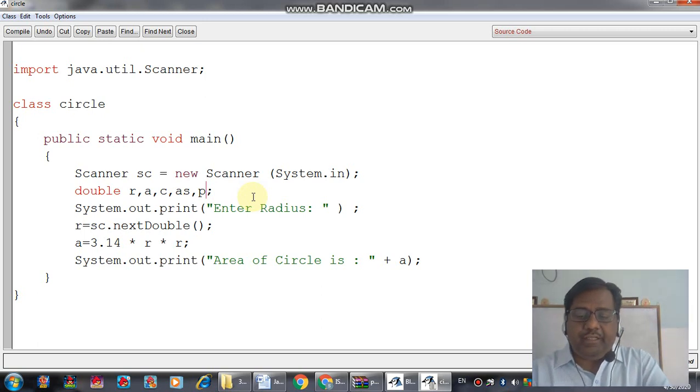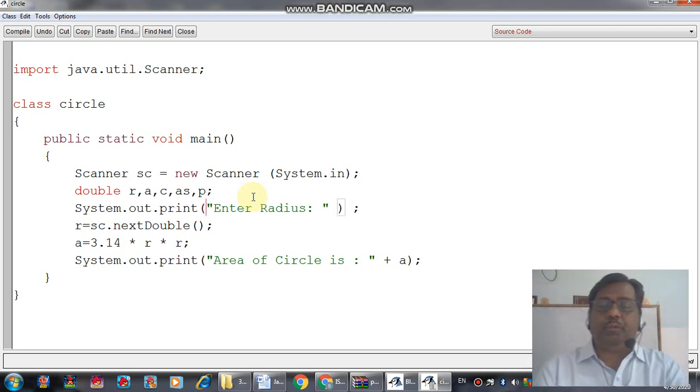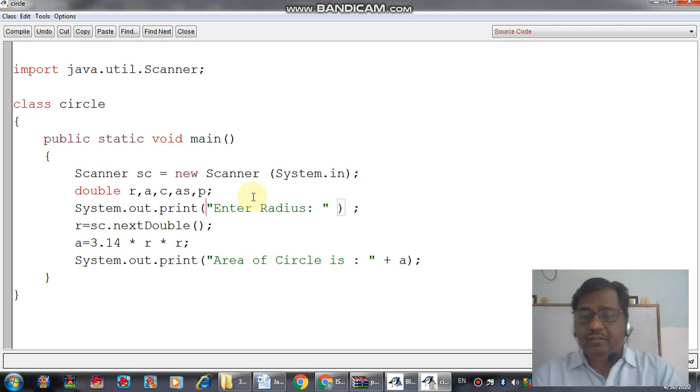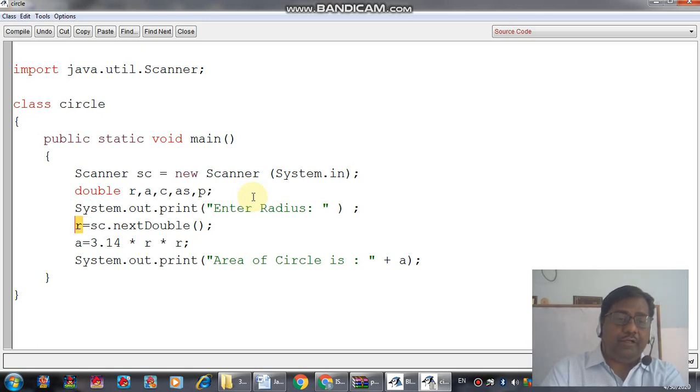Once the variables are declared, what are you supposed to do? You are supposed to accept the value. Which value are you supposed to accept? Area, perimeter, or radius? We are supposed to accept the radius. So I will flash the message on the screen, enter the radius. The radius will be inputted. In which variable will it be inputted? r. Since you are taking the value from the user, using the scanner utility sc that you have already developed, which function of the Scanner class will you use? nextDouble, so that a double value will be inputted in r.